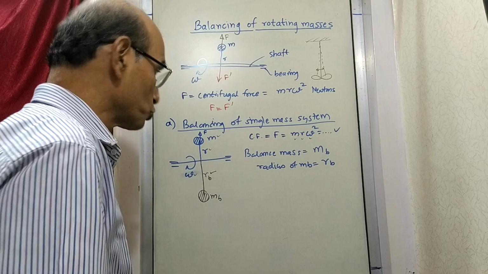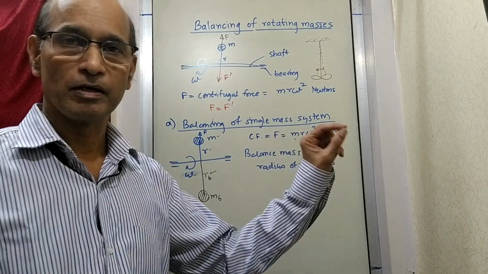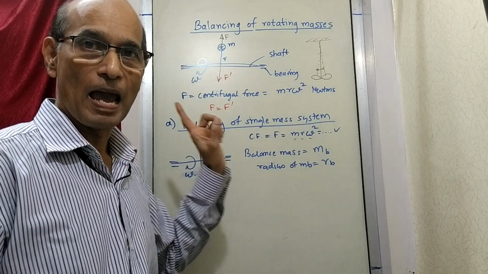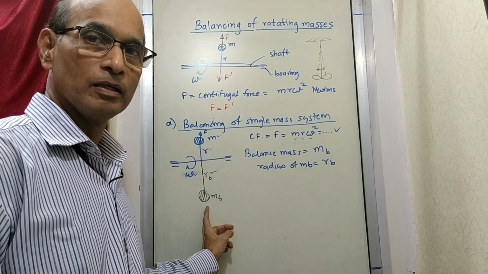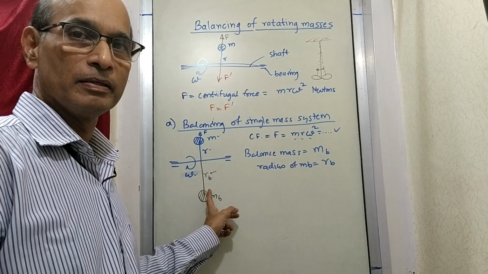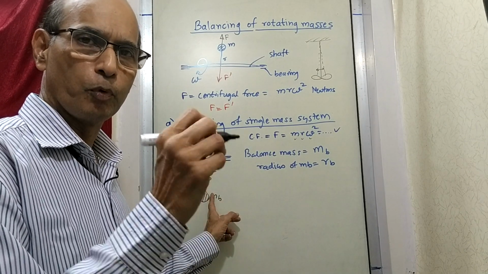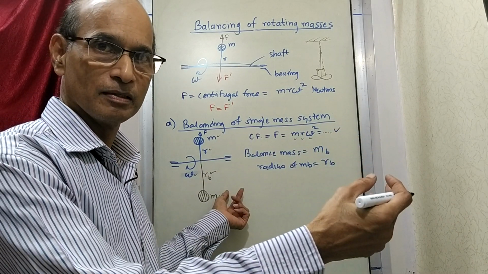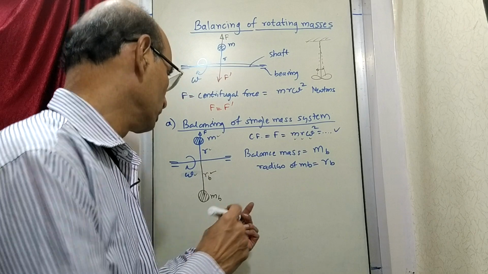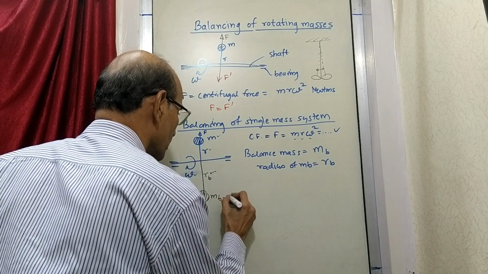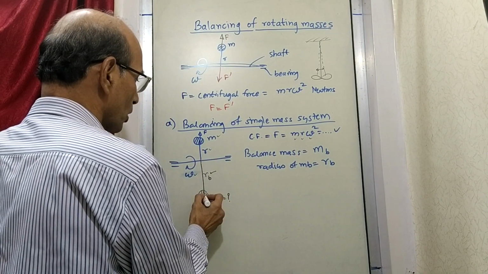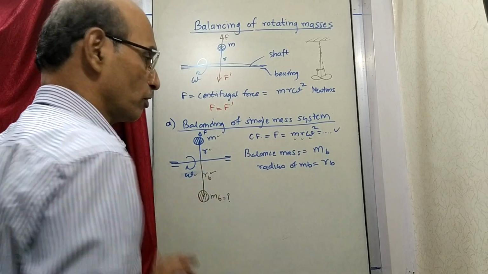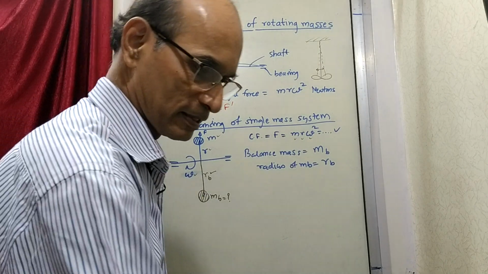That means you are asked to balance this system. The statement of the problem says that this is the situation, now balance this system by adding a balance mass mb placed at a distance of rb. rb is given to you. So you put a balance mass mb at such and such distance, which is told to you. What is the mass you are going to put? That is asked. That is the nature of the exercise that is given.